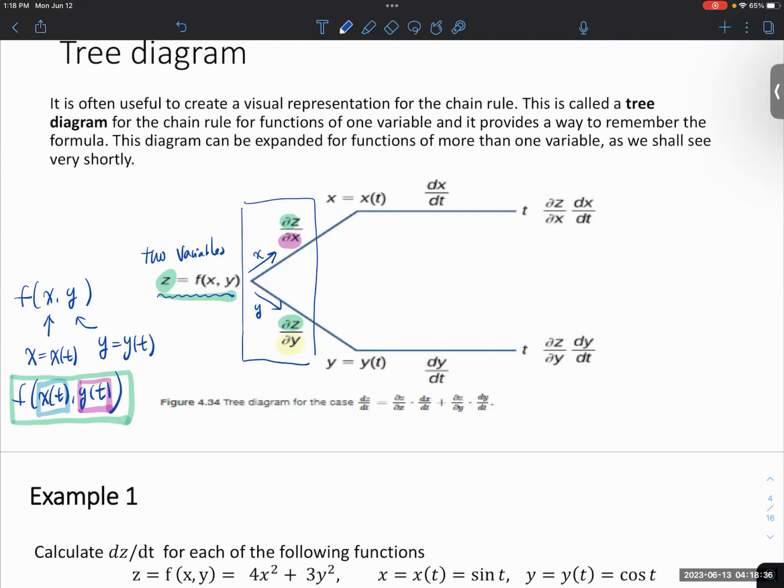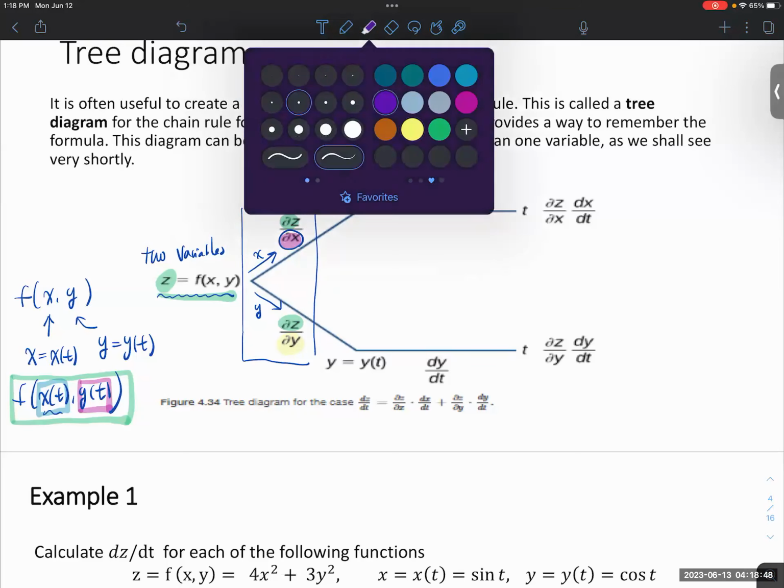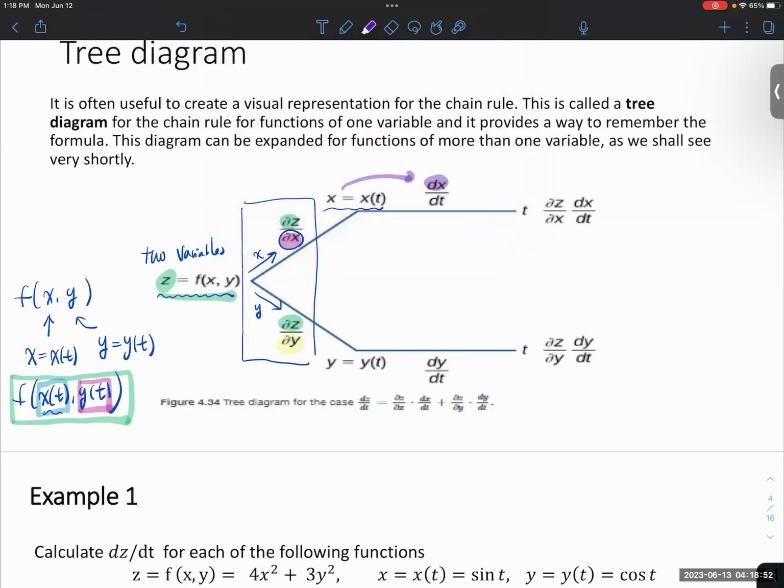You took the derivative of the outside, and now x has another form of function with respect to t. So for the x equation, you're going to take the derivative of this x equation with respect to the t variable. That's how you finish up the x branch. So dz, you're taking the derivative of the z equation with respect to the x variable. And again, for the x function, you're going to take the derivative of the x equation with respect to t. This is the one branch you can consider.